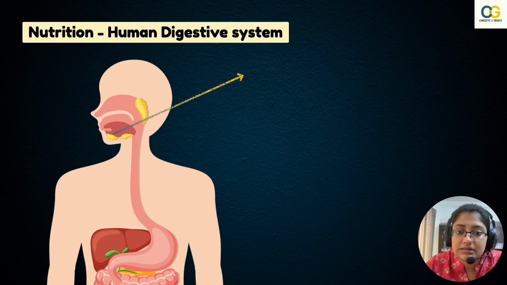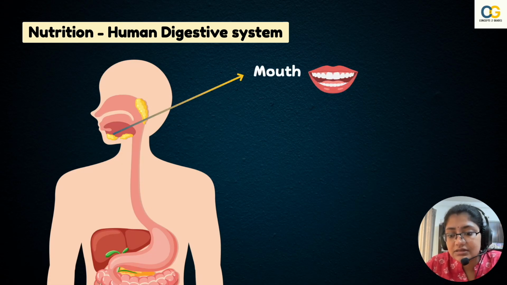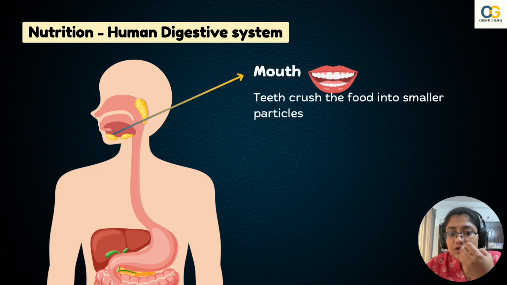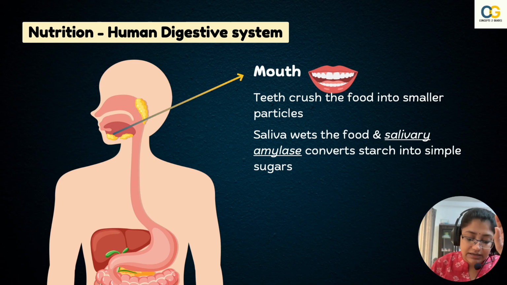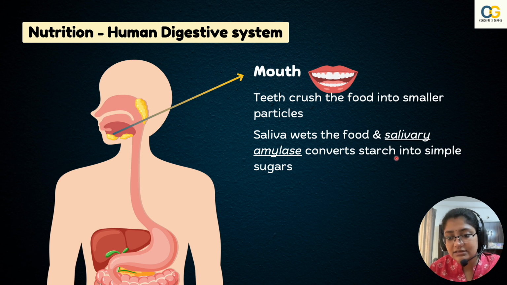So the first one is the mouth. Inside the mouth, with the teeth, we start chewing the food. When you start chewing the food, saliva is secreted in your mouth. The teeth crush the food into smaller particles, the tongue moves it here and there, and the saliva wets the food. And there is an enzyme in saliva called salivary amylase. Again, all the underlined enzymes are very important and their functions are very important. The saliva wets the food, and the salivary amylase in the saliva converts starch into simple sugars. Whatever we eat, like rice, etc., is all starch. So you have to first convert starch into simple sugars. That is done by salivary amylase in the mouth.